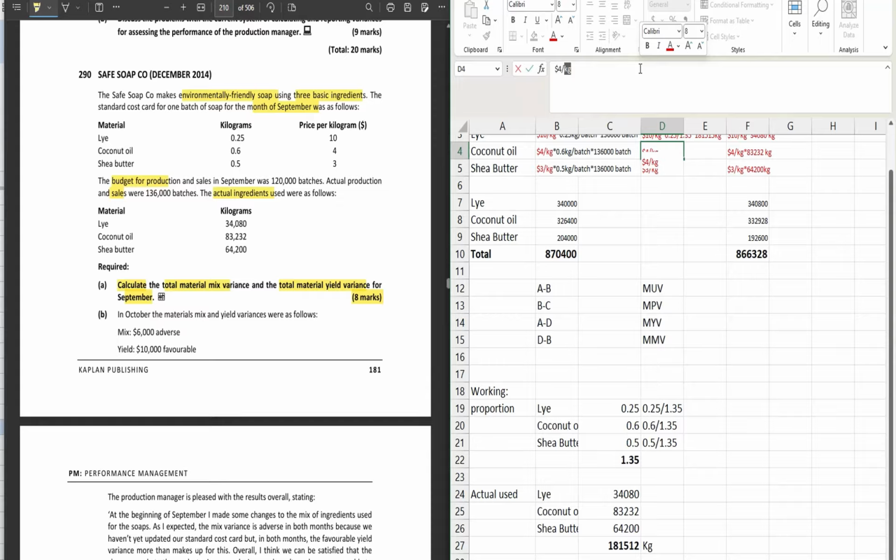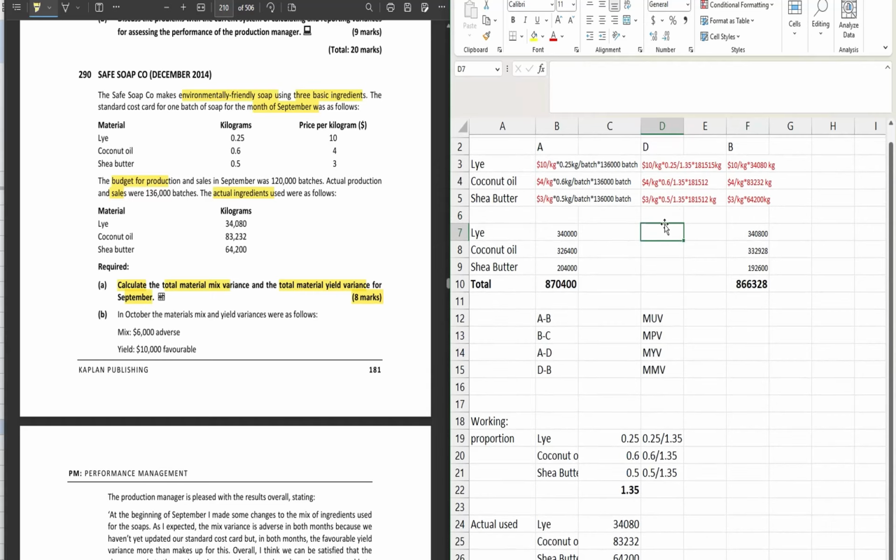Okay. Similarly, for the coconut oil, the standard proportion is 0.6 divided by 1.35 and actual uses is 181,512. Similarly, for the butter one, the standard proportion is 0.5 divided by 1.35 into actual use is 181,512 and it will be kg. Done. We are done with the 8 marks. It's very easy and scoring area.